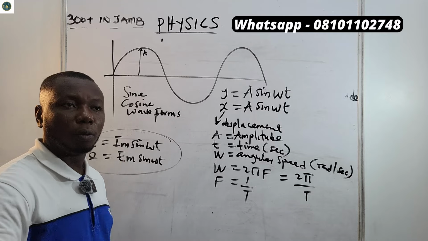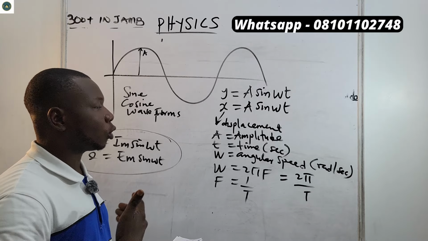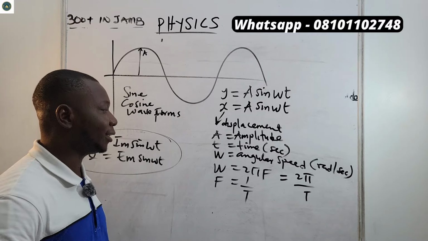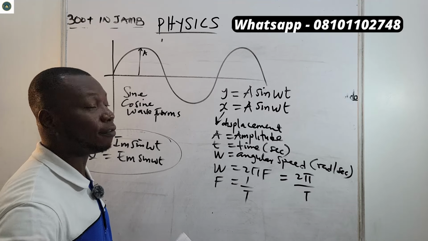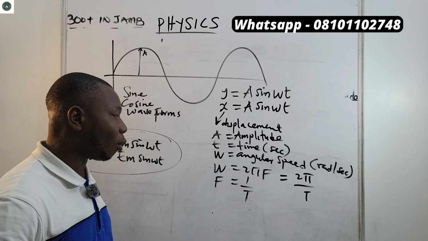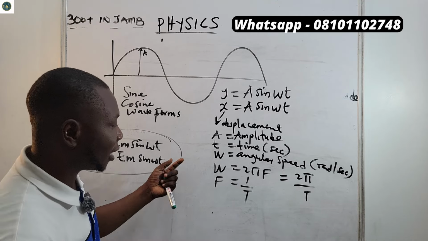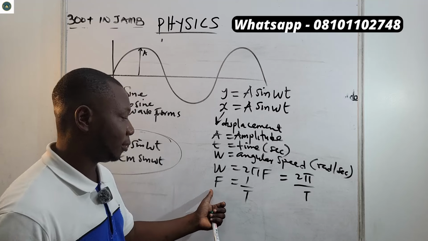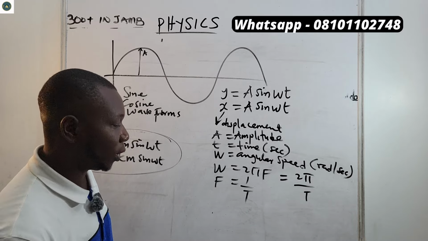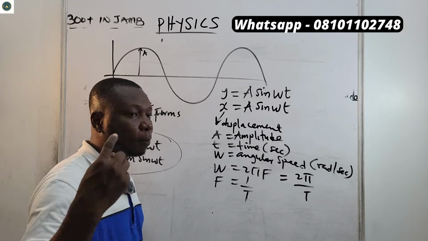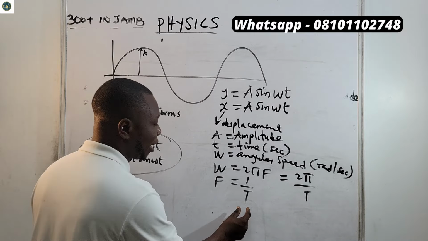During the course of this motion, we may have incessant recurrence of vibrations. So the number of vibrations per unit time gives rise to the frequency. Now, the time taken to complete one cycle is what we have as the period.